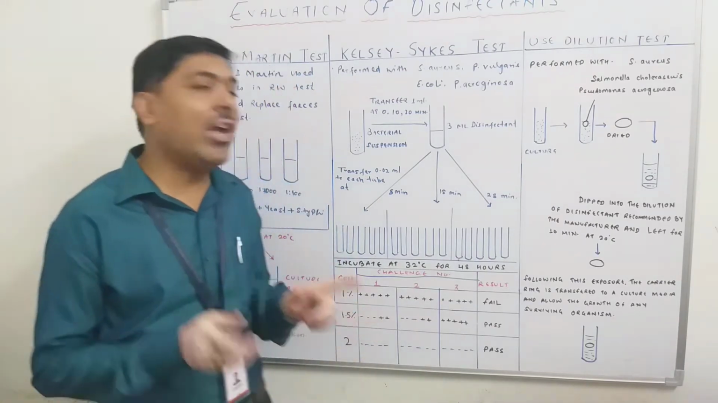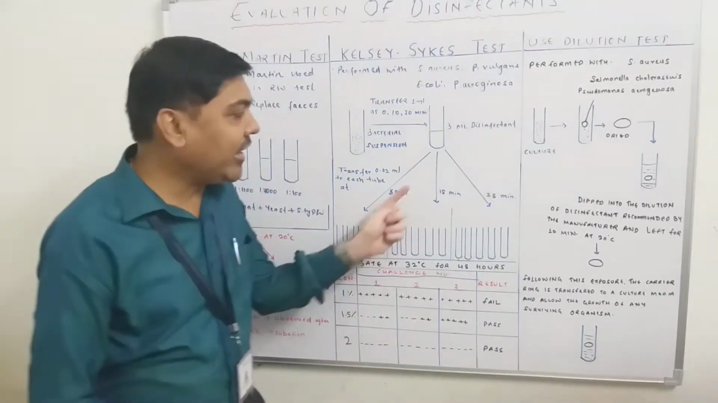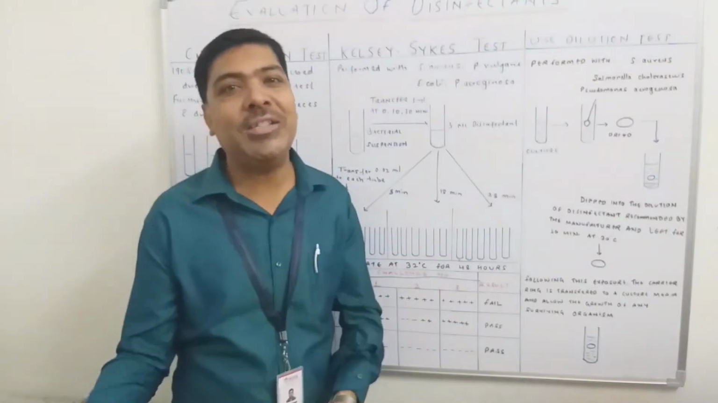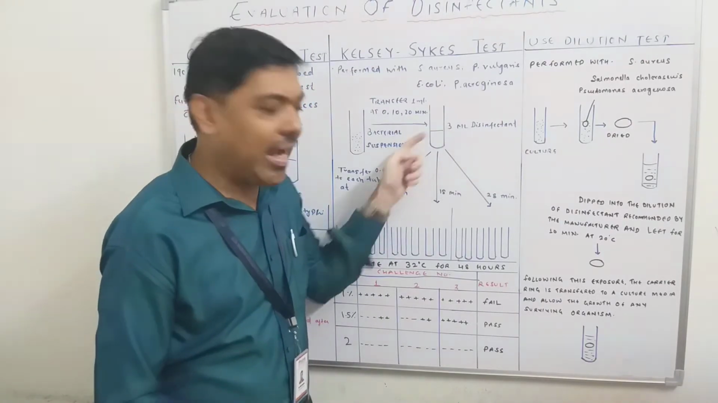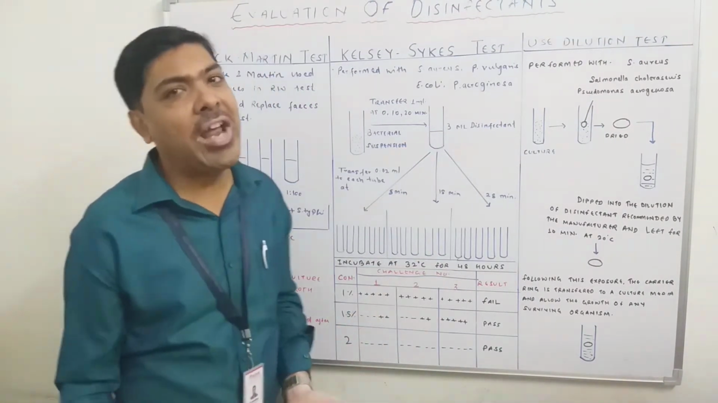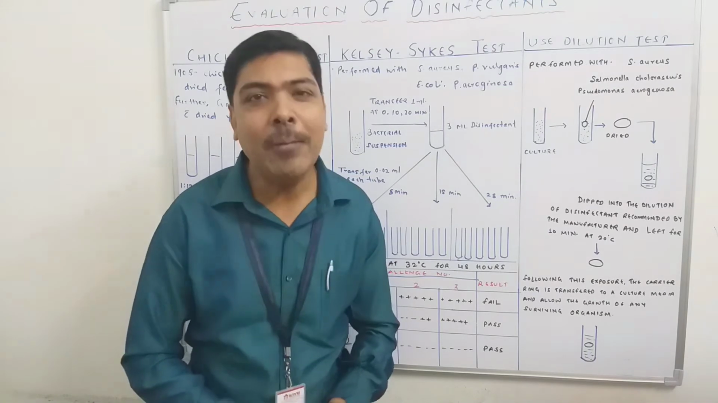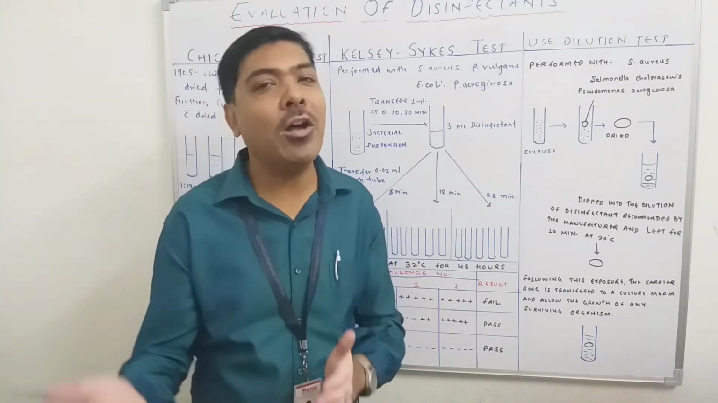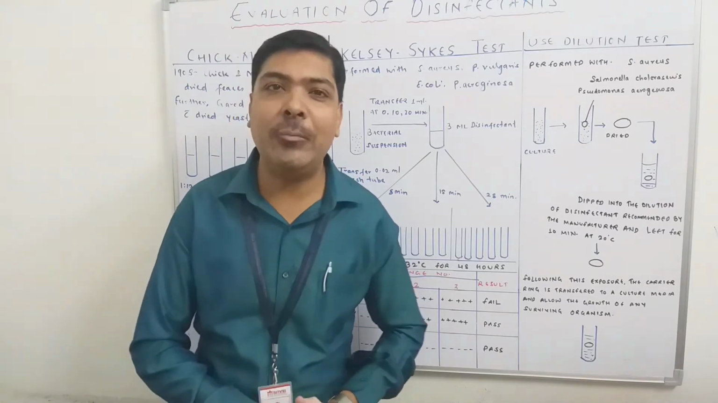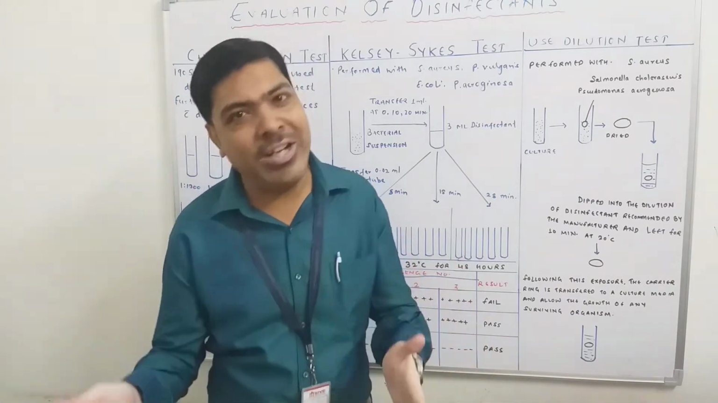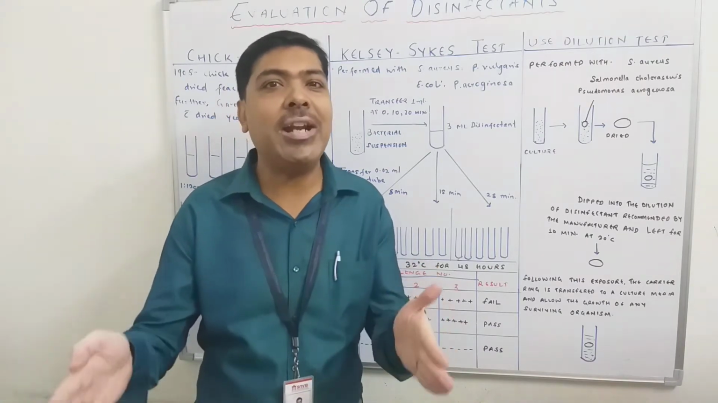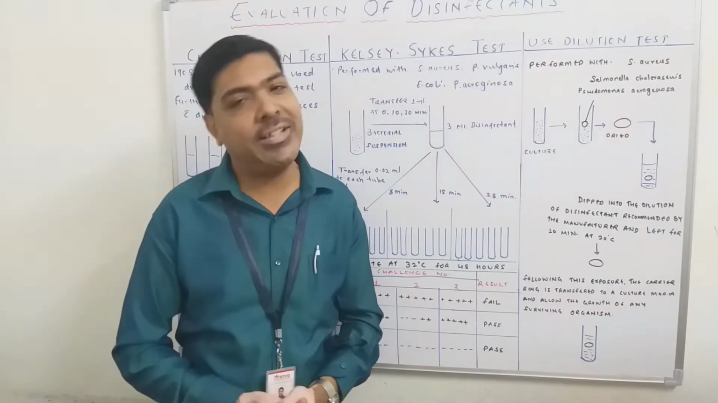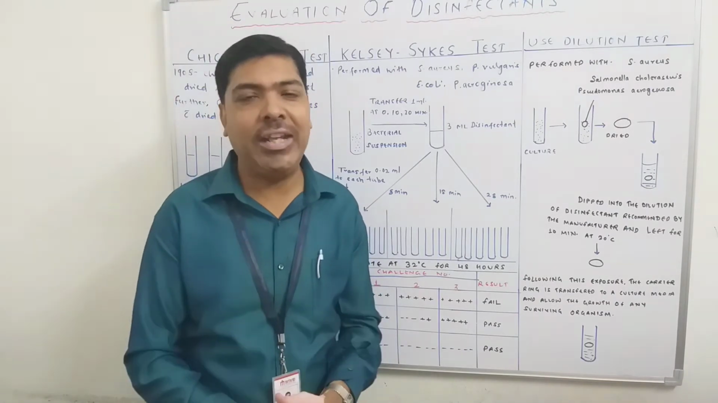Then we wait for 8 minutes, and when the 18th minute is achieved, we withdraw 0.02 ml from this tube and inoculate it into 5 fresh tubes that contain the culture broth or growth media. Then we wait for 2 minutes, and the total time span will be 20 minutes. Now the time between the bacterial suspension and the test disinfectant is 20 minutes.